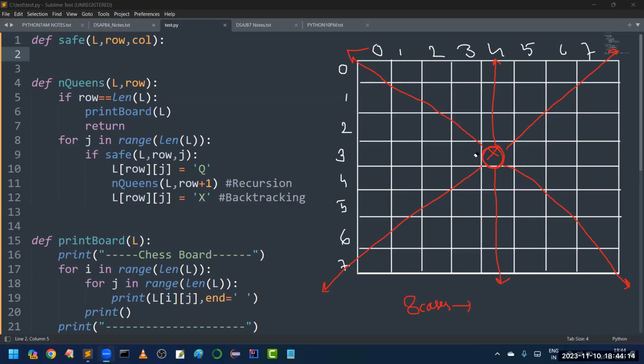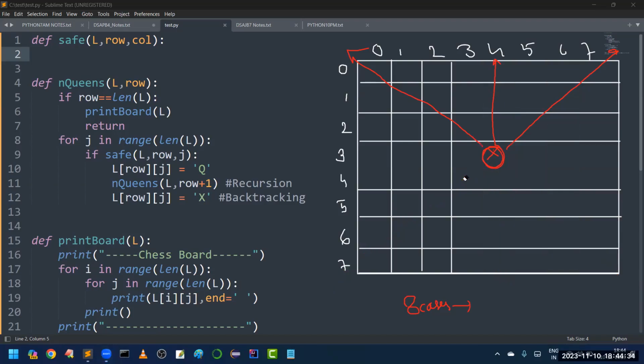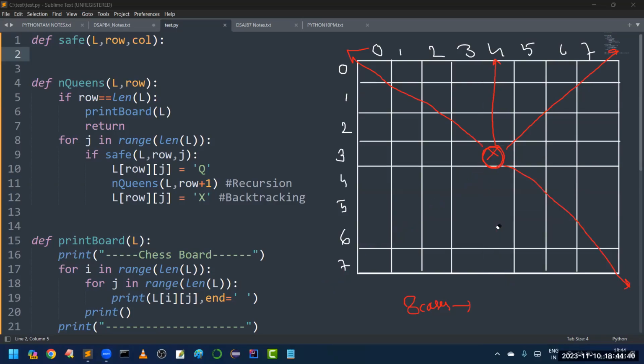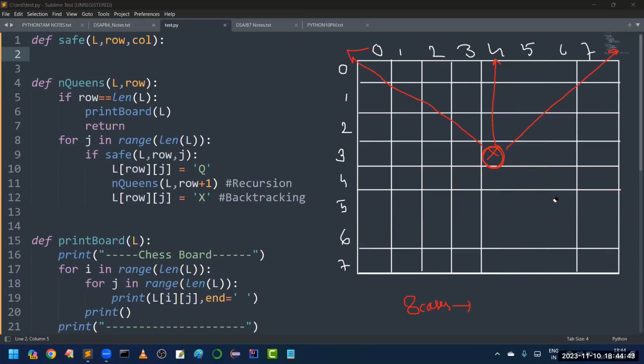Now you can see, we are not placing any queen before this, and we are not placing any queen after this. That's why we can eliminate those two conditions. And if you observe logically, when you are trying to place a queen in the third row, we are not going to have any queens in the fourth row, I mean in this diagonal position. There won't be any queen here, and even here also there won't be any queen, right?